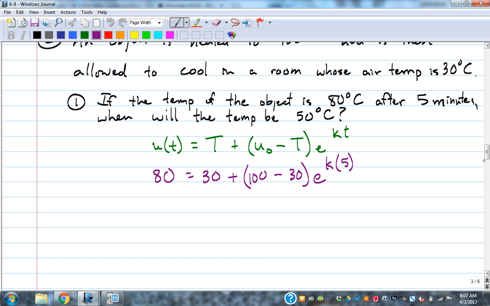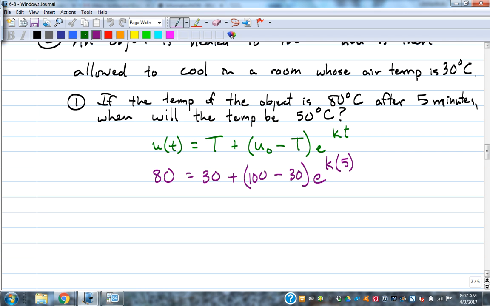So the variable here is k. We don't know. They didn't give us a cooling coefficient for whatever object this was. So we've got to find it first. So we're going to have to do 2 problems to answer 1 question, is basically what's happening here. So we've got a fairly simple exponential equation to solve. It looks kind of complicated because it looks like it's really big, but it's not if you just do the work to solve it.